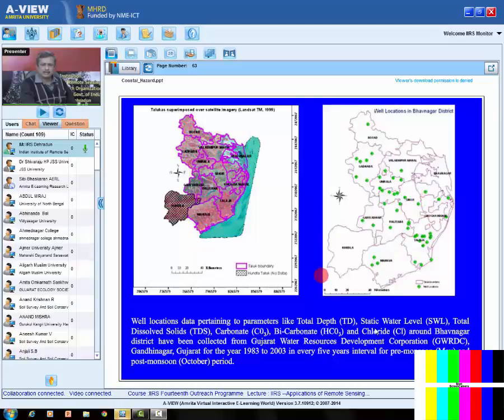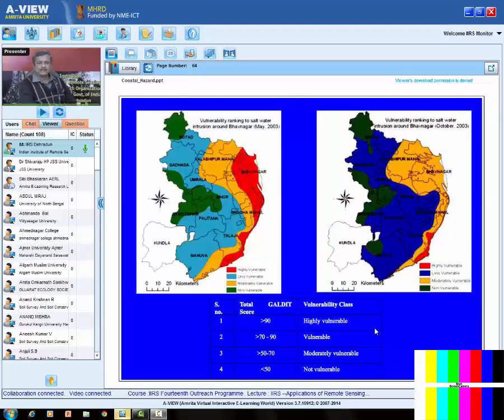Data like total depth, static water level, total dissolved solids, carbonate, bicarbonate, chloride. This data has been collected from the Gujarat Water Resources Development Corporation for the years 1983 to 2000 at every 5-year interval, for the pre-monsoon May time and the post-monsoon October period, because we have to generate the scenario in the pre-monsoon and the post-monsoon time. So these are all the scenarios in the pre-monsoon and post-monsoon when groundwater vulnerability is concerned around Bhavnagar city.